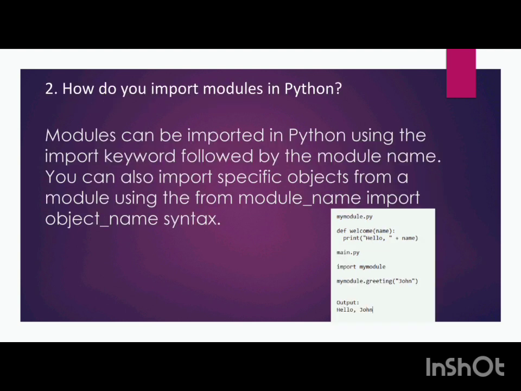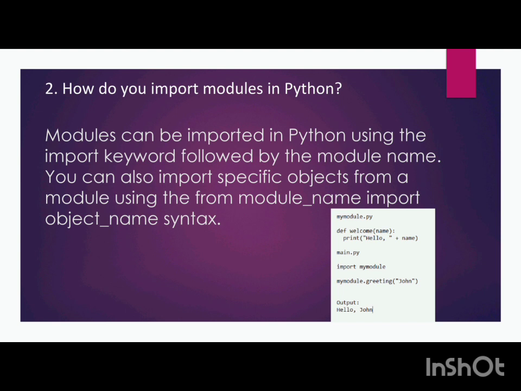How do you import modules in Python? Modules can be imported in Python using the import keyword followed by the module name. Similarly, you can import a specific object, definition or variable also. You can either import the whole module or a part of the module. That will be explained in the upcoming videos.